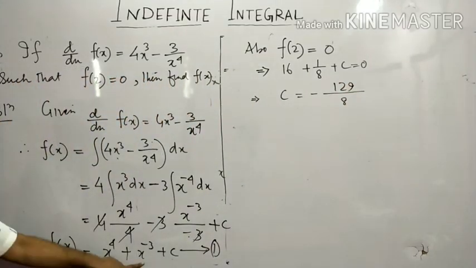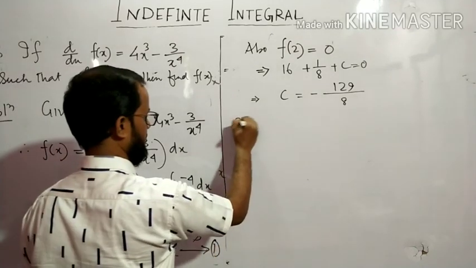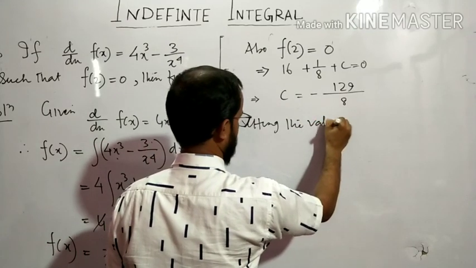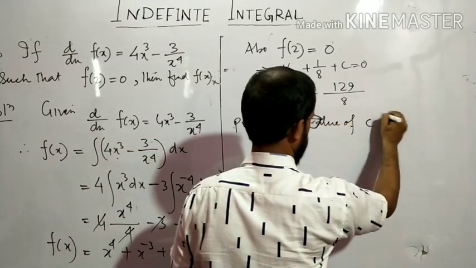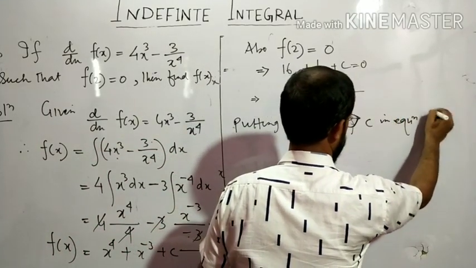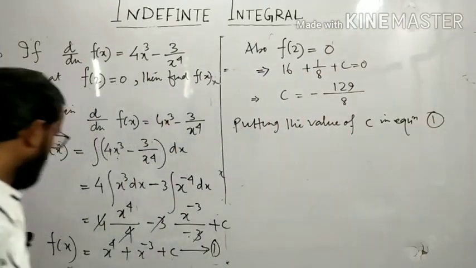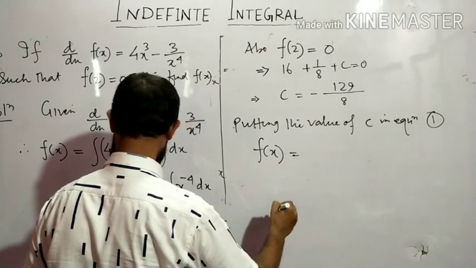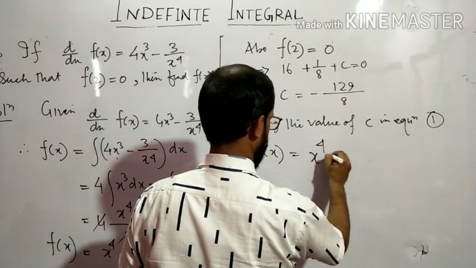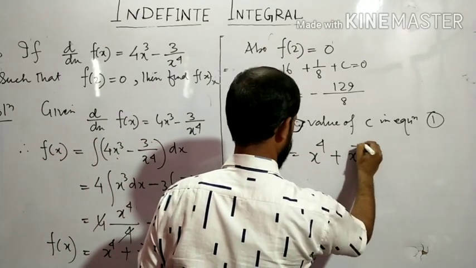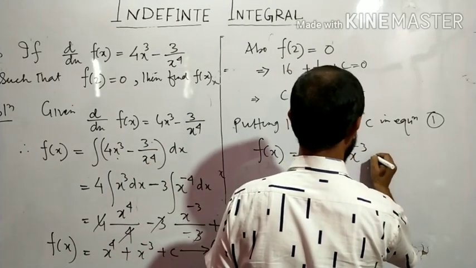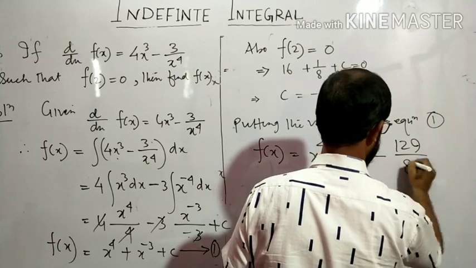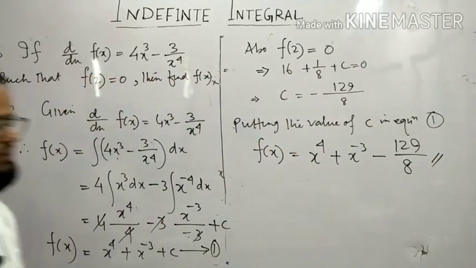Now putting the value of c in equation 1, what will be the result? What is your original ultimate function? f(x) equal to what? x to the power 4 plus x to the power minus 3 plus c. The value of c is minus 129 by 8. Okay, this is your function.